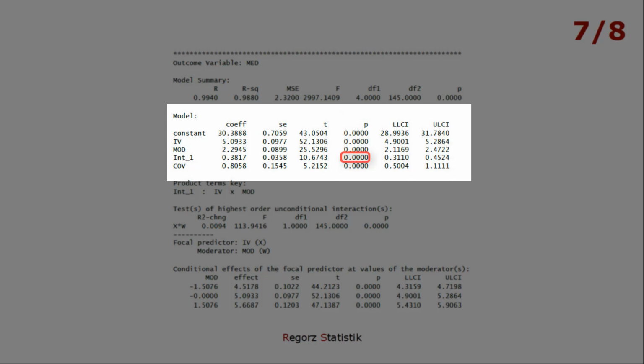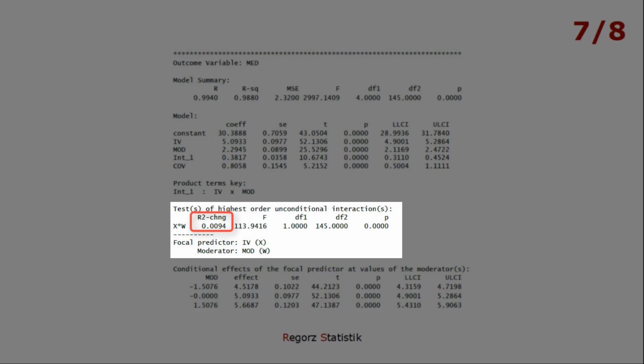And in this case, the interaction is significant, so we have a significant interaction for the A path, that is a moderated A path. Here we can find the effect size for our moderation, which is quite small in this case. Less than 1% of the variance is explained by the interaction.